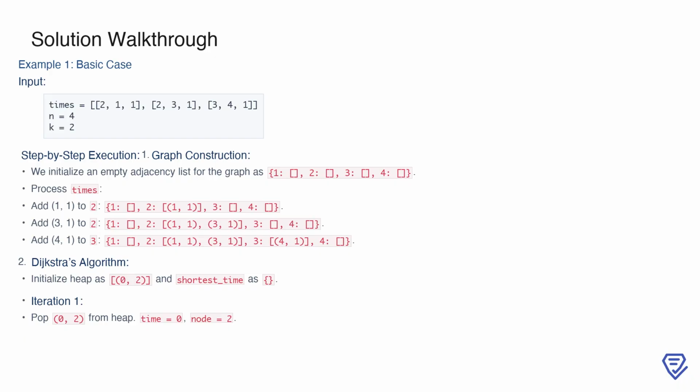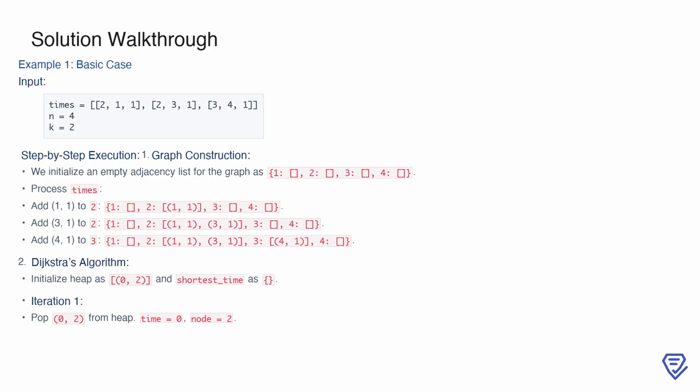The first step is to construct the graph using an adjacency list. Initially, we set up an empty list for each node, 1, 2, 3, 4. Then, we process each edge in times, adding (1, 1) and (3, 1) to node 2, and (4, 1) to node 3. This results in the graph representation: 1: [], 2: [(1, 1), (3, 1)], 3: [(4, 1)], 4: [].